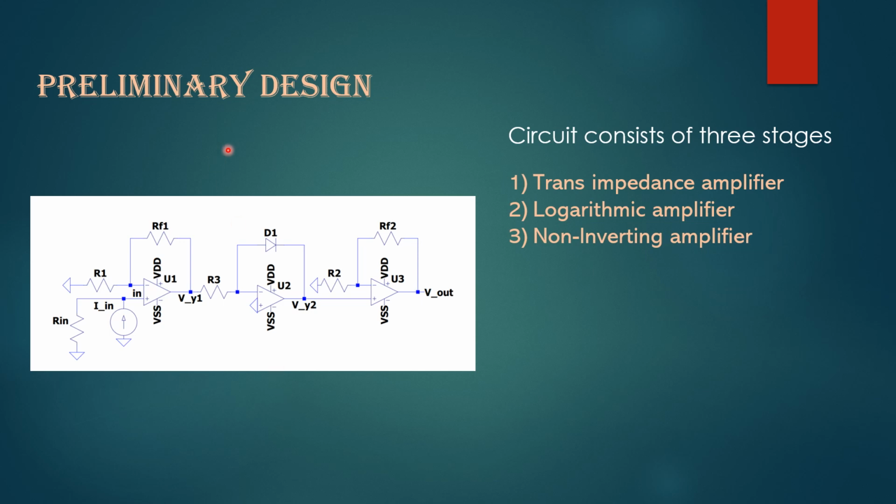Our preliminary design for the circuit to measure small currents is as follows. First, we have a transimpedance amplifier. What a transimpedance amplifier basically does is convert the current into voltage and then amplify that voltage. Then a logarithmic amplifier, whose characteristics will be in logarithmic fashion. And a non-inverting amplifier, which just amplifies the voltage.